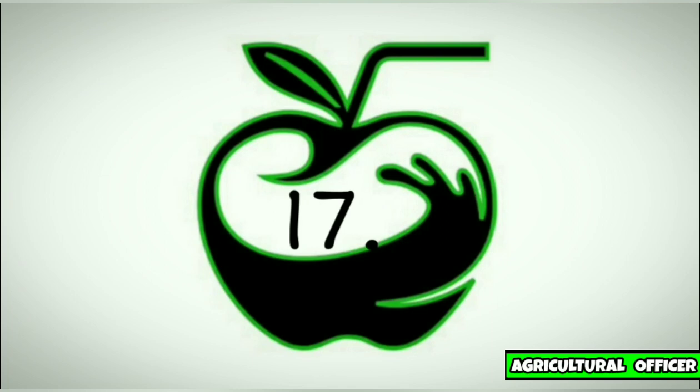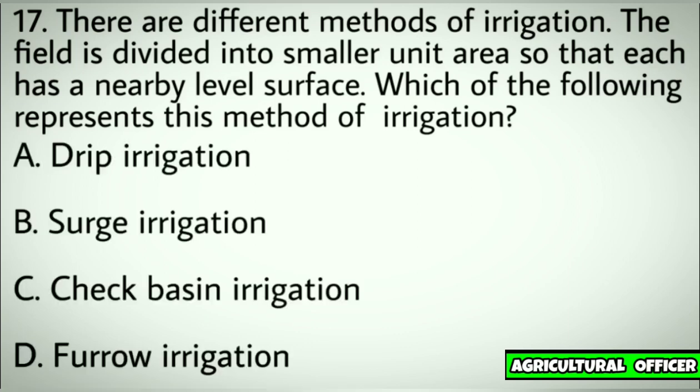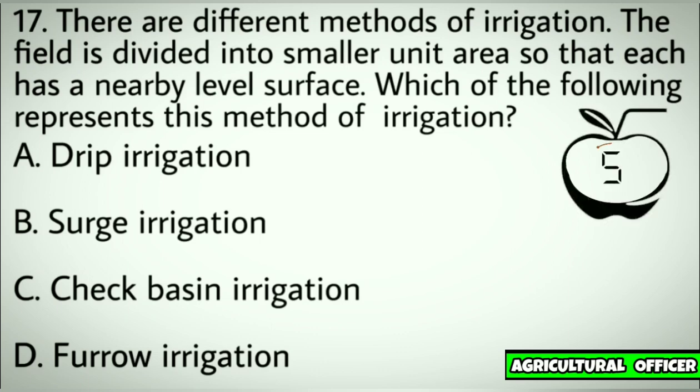Question number 17. What are the different methods of irrigation? The field is divided into smaller unit area so that each has a nearby level surface. Which of the following represent this method of irrigation? Options: A. Drip irrigation, B. Surge irrigation, C. Check basin irrigation, D. Furrow irrigation.